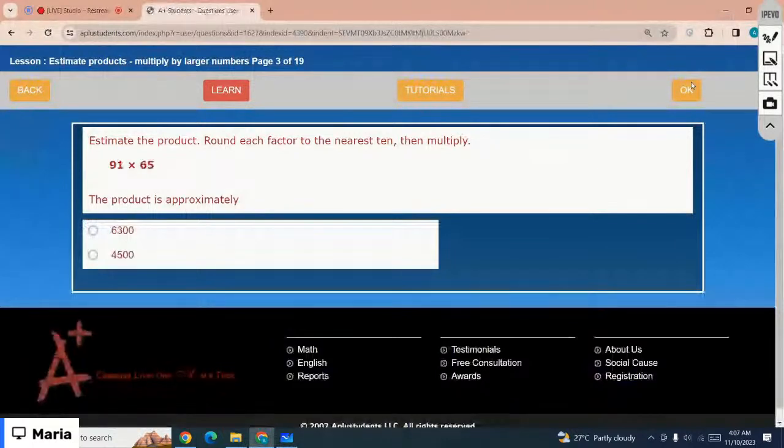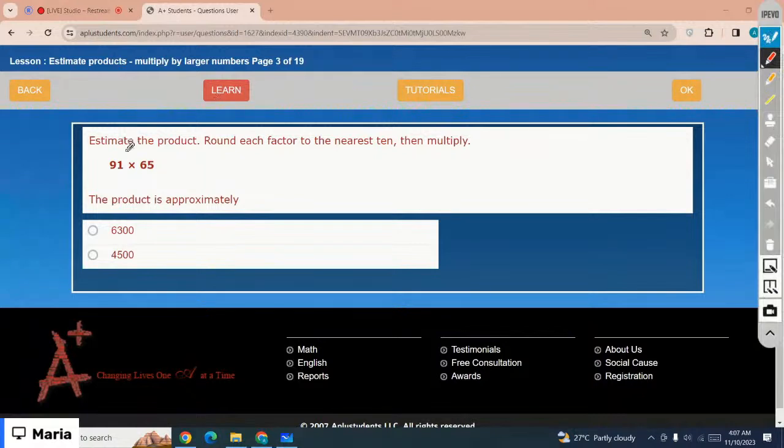The next one is estimate the product. 91 times 65. So which is the correct option? 91 is rounded off to 90, right? What about 65? 65 is exactly midway between 60 and 70. If you have a number that is exactly midway between 60 and 70, it would be rounded off to the greater 10. So it would be rounded off to 70.